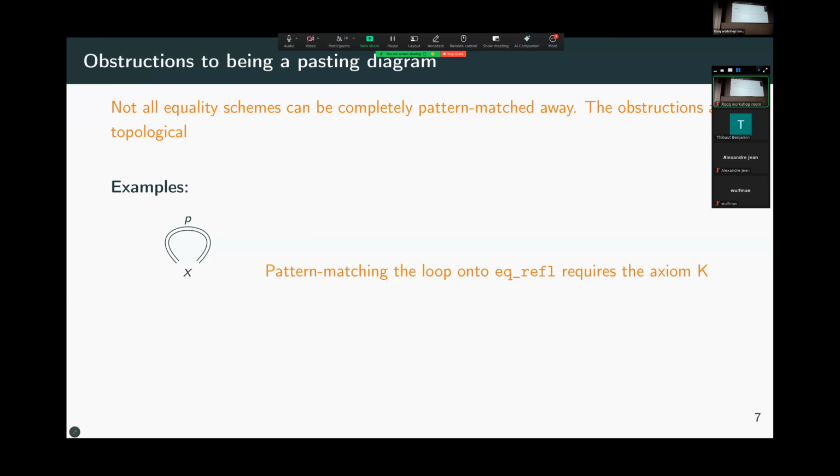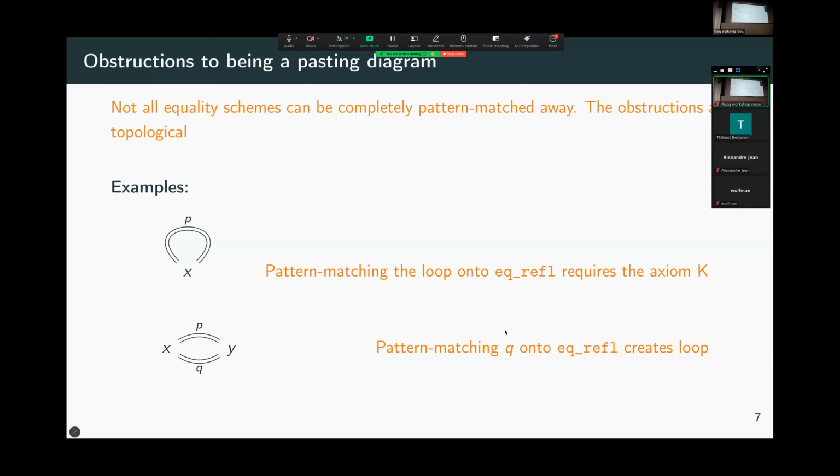But vanilla Martin-Löf type theory doesn't have axiom K. It has a different axiom for identity, which is called J. And so I'm not requiring that this is a pacing diagram, and I actually don't want to require that, because I don't want to introduce axiom K. I want something that works in vanilla Martin-Löf type theory.